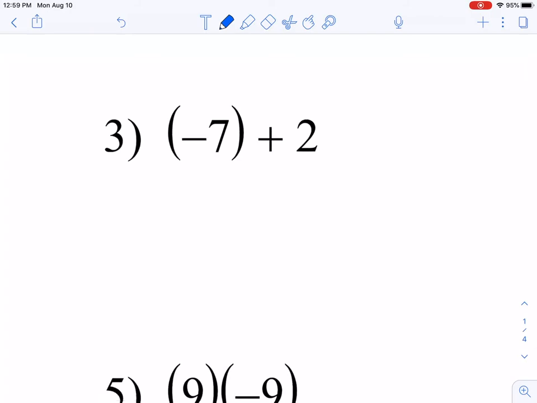All right, a negative 7 and a positive 2. So again, my signs are different, which means I'm going to subtract. I'm going to say 7 minus 2 to get 5. And then I'm going to take my bigger number, and I'm going to look at the sign. Whatever the sign is, we keep it there, negative 5.